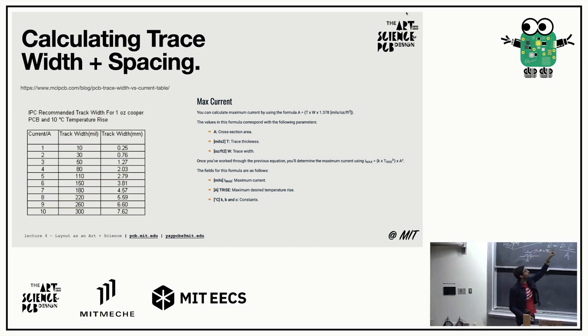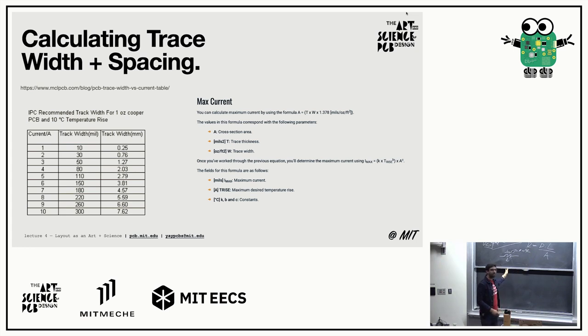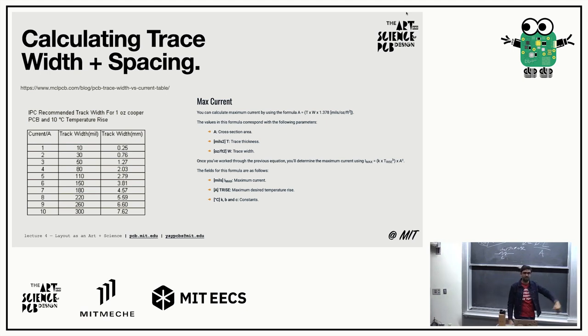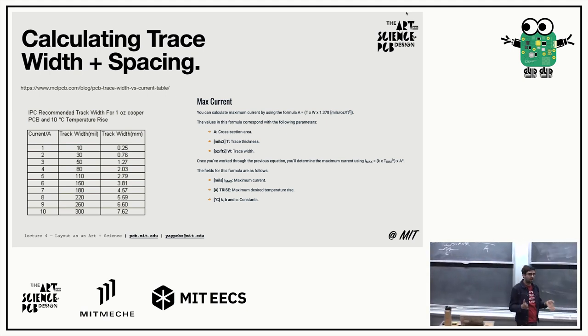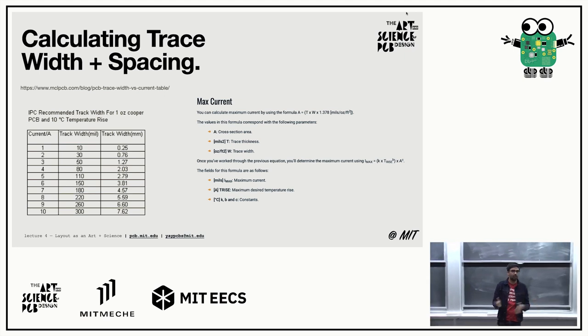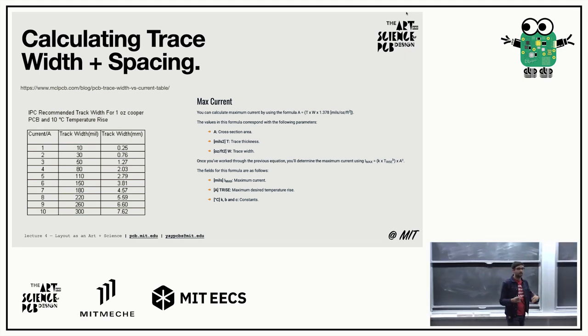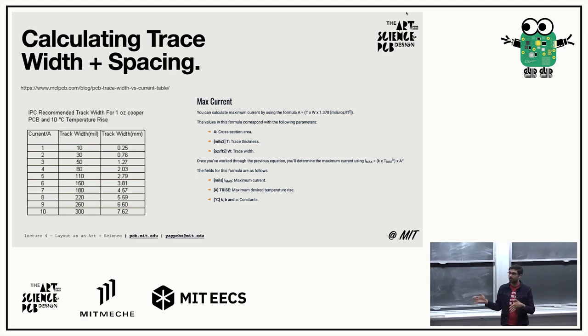What these are calculated based on is an accepted temperature rise of the trace. How much can I allow my trace to heat up? Once you decide that specification, you calculate your trace widths based on the accepted temperature rise of each of the traces in my circuit. Does that make sense? Any questions on that?